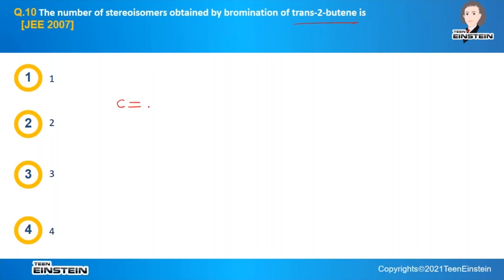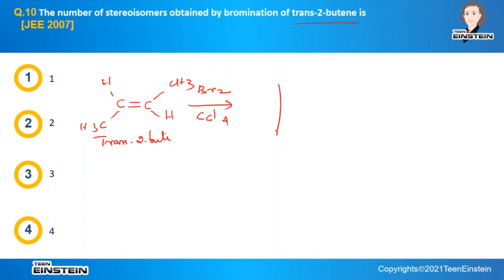So C double bond C, here CH3, here H, here H, here CH3, which is trans-2-butene, which undergoes bromination in presence of carbon tetrachloride, which forms 2,3-dibromobutane. So that is here H, Br.